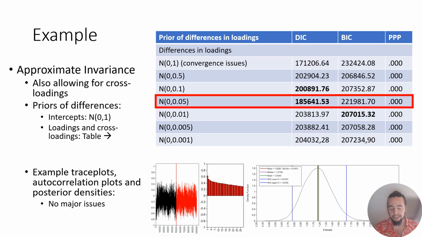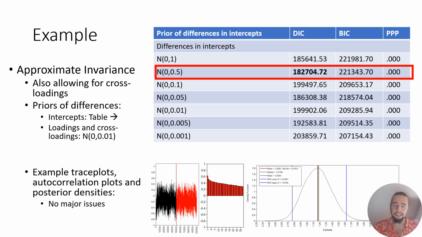Of course, all of these models will produce trace plots, autocorrelation plots, and density curves of each chain, and these need to be checked to make sure everything is going all right. This is another thing that we can do, for example, differences in intercepts. As you can see here, we need to be way more informative than with loadings, because the best model assumes a standard deviation of 0.5, and maybe it's caused by the differences in the other countries.